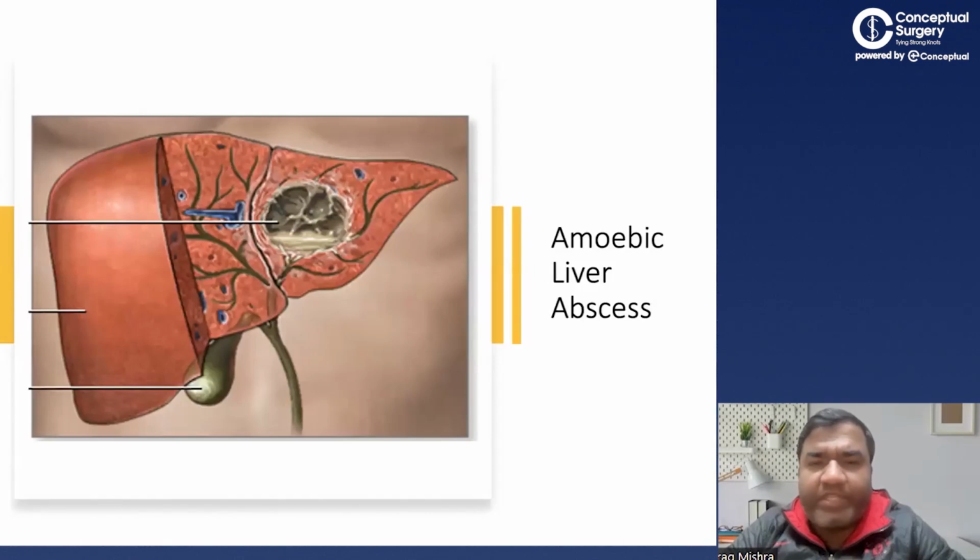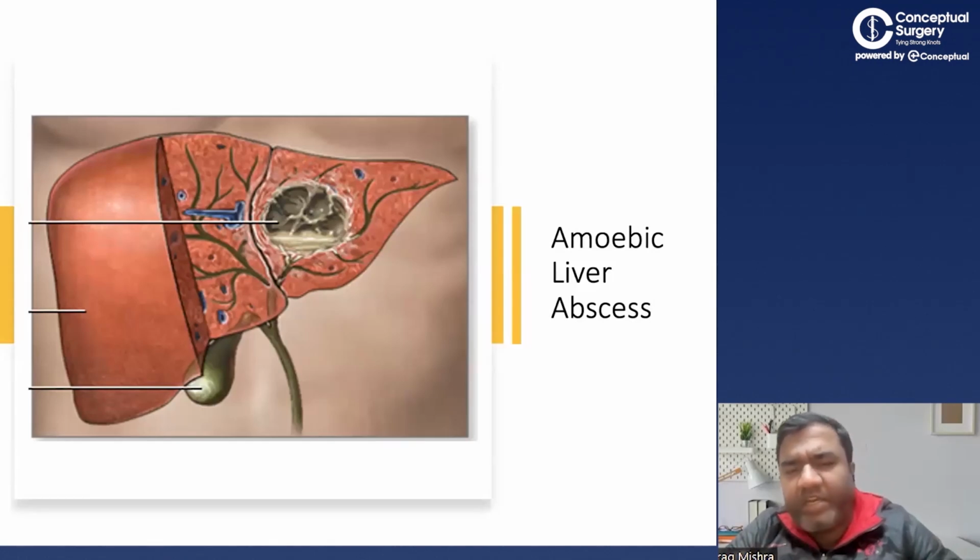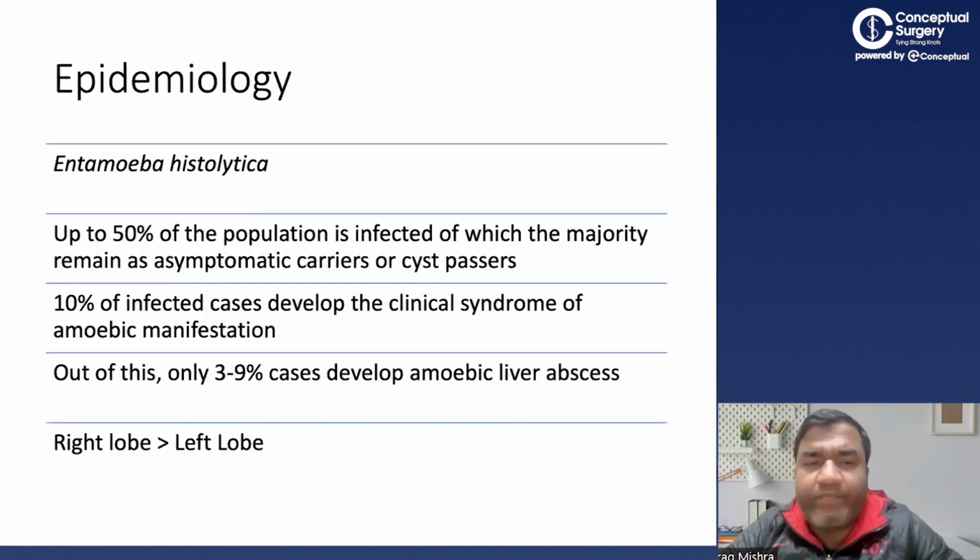So the first major subtype is amoebic liver abscess. What we will do is talk about amoebic liver abscess and then make it a benchmark and compare other abscesses with this, because this is the most common entity which we see. It is caused by an organism called Entamoeba histolytica, and up to 50% of the population is infected with it. So in our country, you'll see every second person is infected or infested with amoeba, but very few of them will develop symptoms. And 10% of these generally will have clinical symptoms.